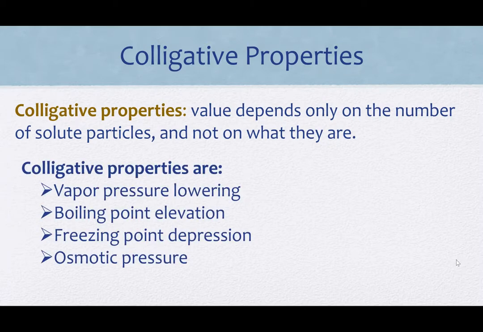The four colligative properties that we're going to talk about are vapor pressure lowering, boiling point elevation, freezing point depression, and osmotic pressure. In lab, we're going to be exploring freezing point depression. So that'll be the one that we get to explore in lab. But we're going to have all four of them that we're responsible for on the exam. Okay. So the first one that I want to talk about is vapor pressure lowering.